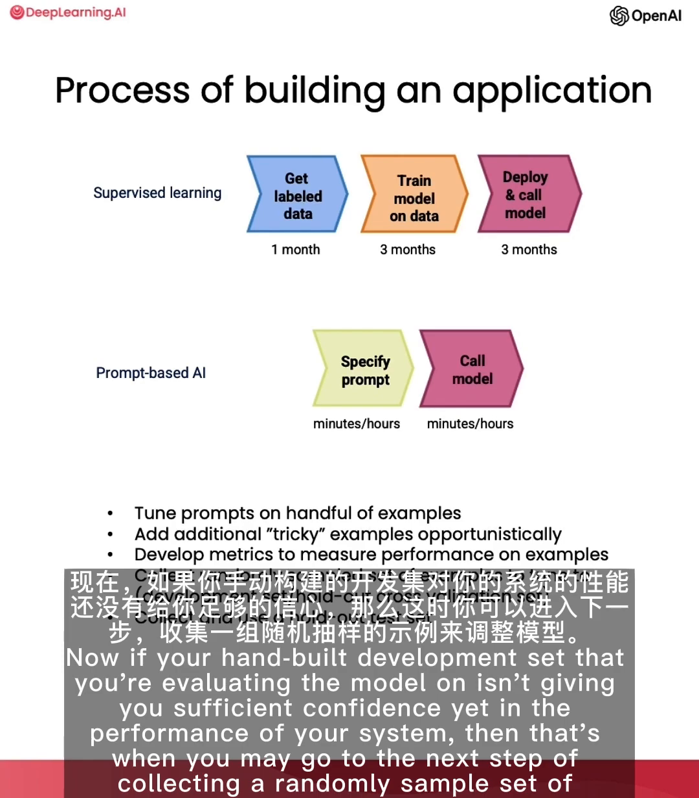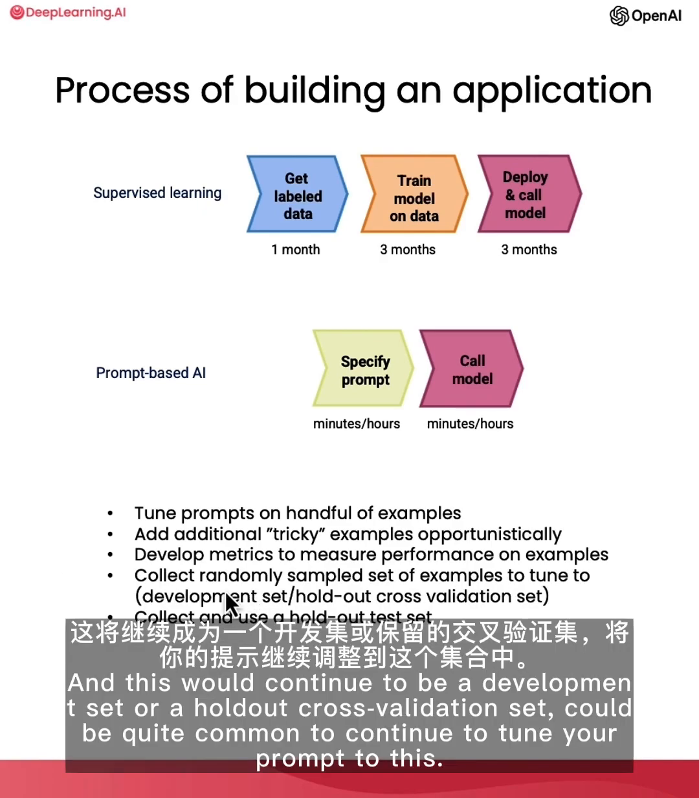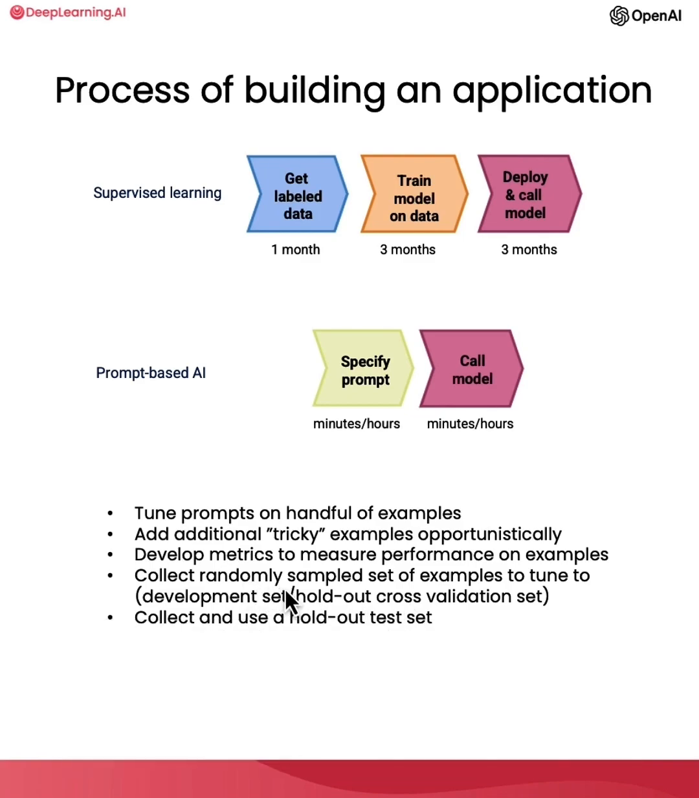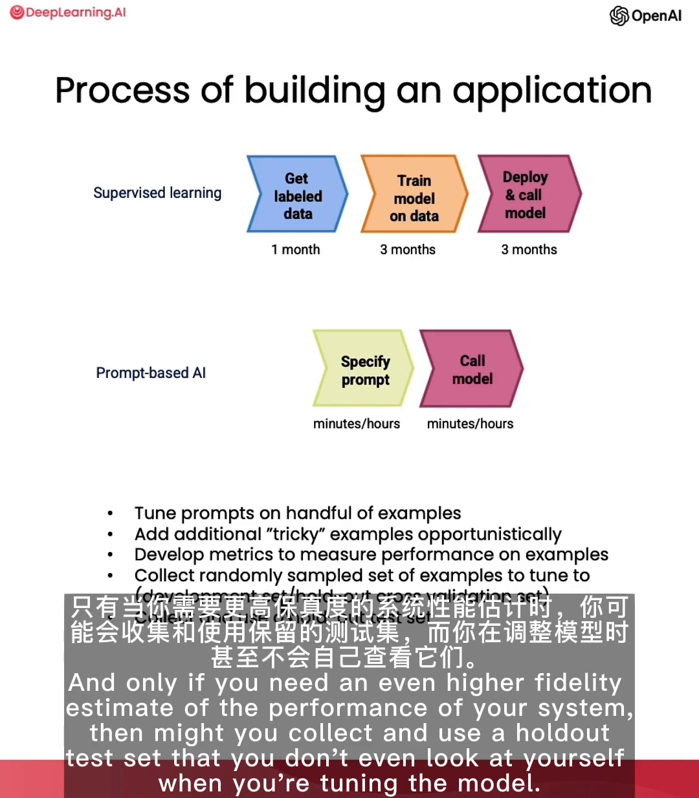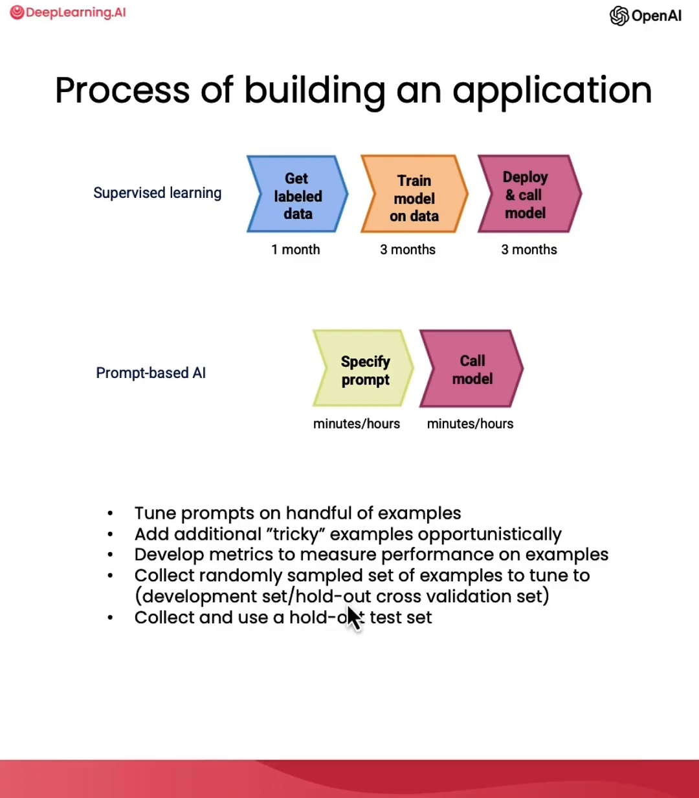Now, if your hand-built development set that you're evaluating the model on isn't giving you sufficient confidence yet in the performance of your system, then that's when you may go to the next step of collecting a randomly sampled set of examples to tune the model to. And this would continue to be a development set or a holdout cross-validation set. It could be quite common to continue to tune your prompt to this. And only if you need even higher fidelity estimate of the performance of your system, then might you collect and use a holdout test set that you don't even look at yourself when you're tuning the model.